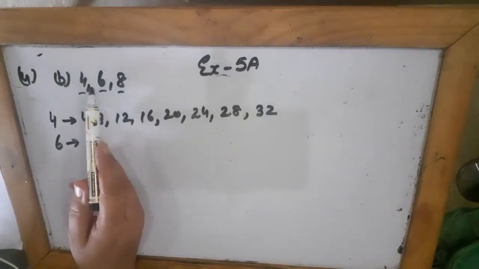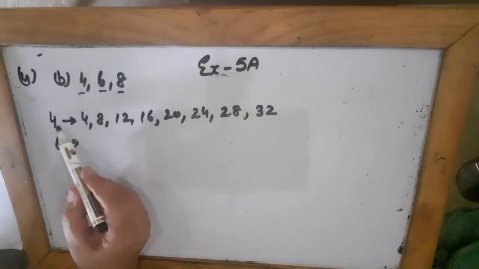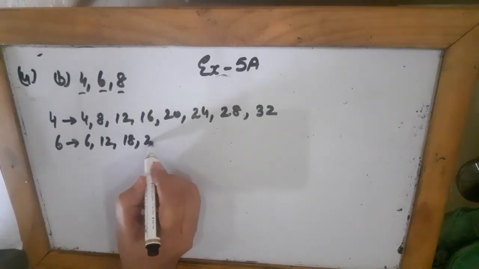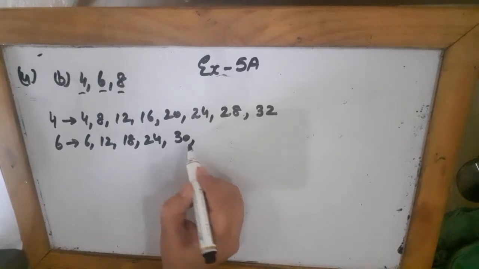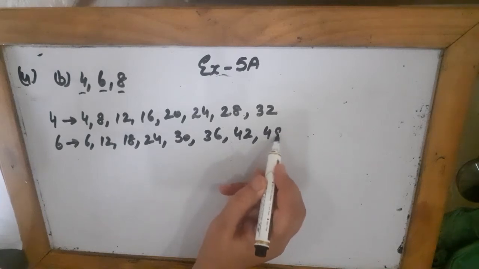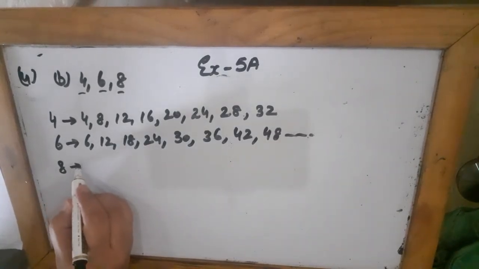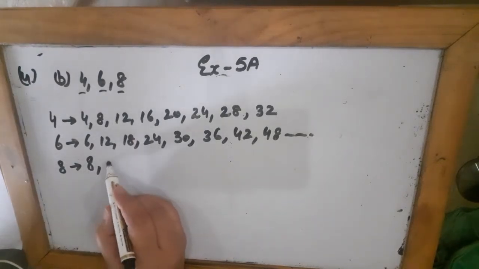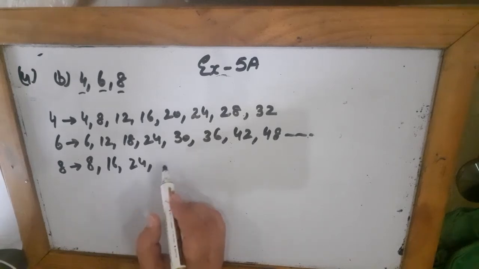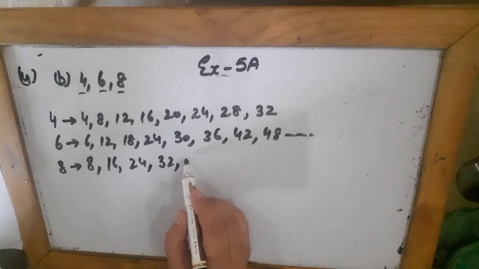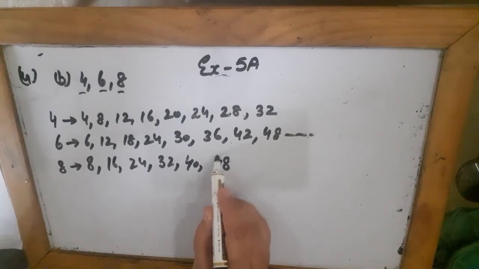Then you write the table of 6 to get the multiples of 6. I have to multiply 6 first with 1. 6 ones are 6, 6 twos are 12, 6 threes are 18, 6 fours are 24, 30, 36, then 42, 48, and so on. And then the multiples of 8. So I have to multiply 8 with 1. 8 ones are 8, 8 twos are 16, 8 threes are 24, 8 fours are 32, 8 fives are 40, 8 sixes are 48, like this.